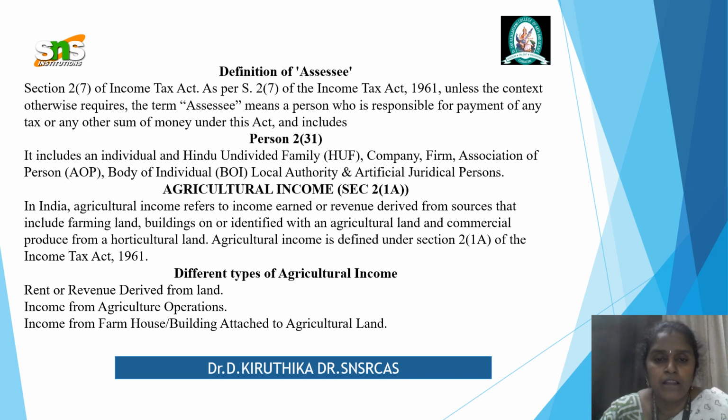And the next term is agricultural income, as the maximum number of our earnings is from agricultural land, and our main source of income in India is agricultural income. It refers to the income earned or revenue derived from sources that include farming land, buildings identified as agricultural land, and commercial produce from horticultural land. This agricultural income is defined under section 2 subsection 1A of the Income Tax Act 1961. Different types of agricultural income include rent or revenue derived from the land, income from agricultural operations, and income from a farmhouse, that is a building attached to the agricultural land.